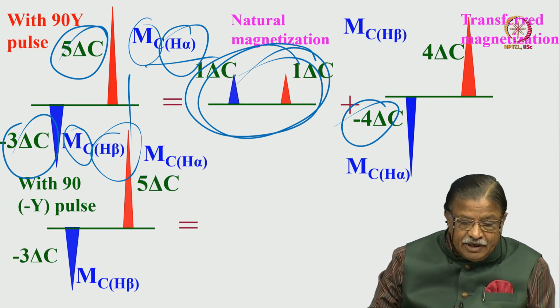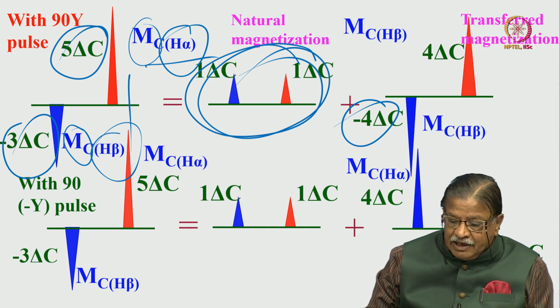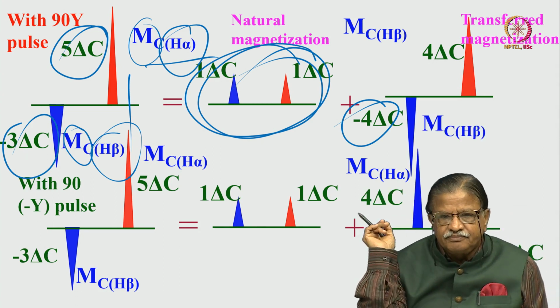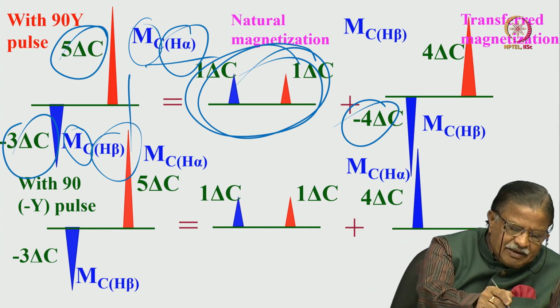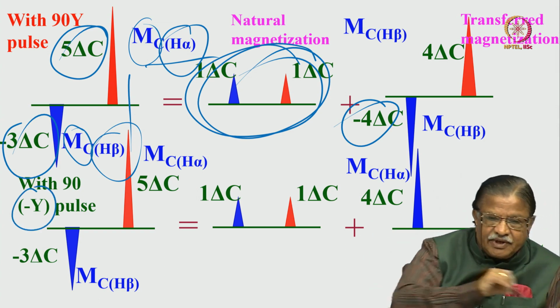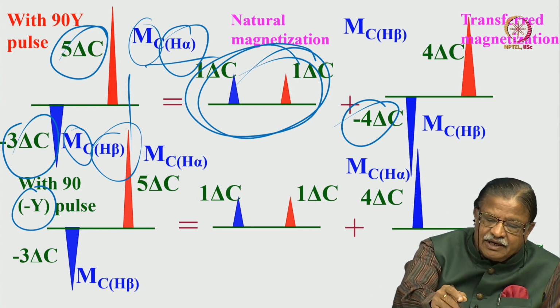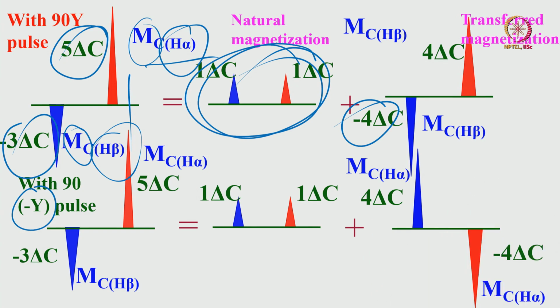Then what is going to happen? This is natural magnetization, but here this gets reversed now, because we are applying a 90 minus y pulse here. Natural magnetization of the carbon 13 will continue to be in the similar, constant phase. That phase won't get disturbed. Whereas for these two signals the phases get reversed.